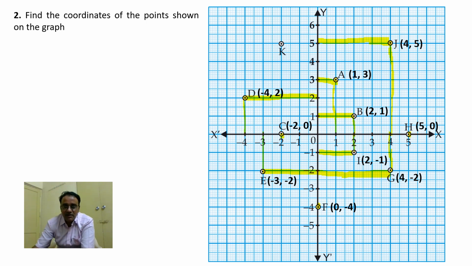Now one more coordinate is left, that is k. The x coordinate of k with respect to the x-axis is -2, and with respect to the y-axis the value of the y coordinate is 5. So (-2, 5). So we have completed the answers of the assignment questions.